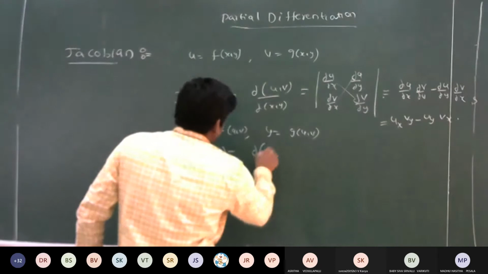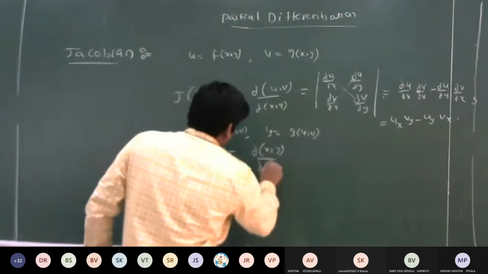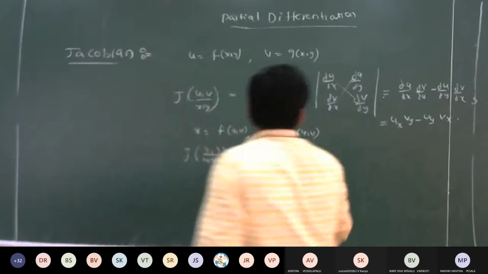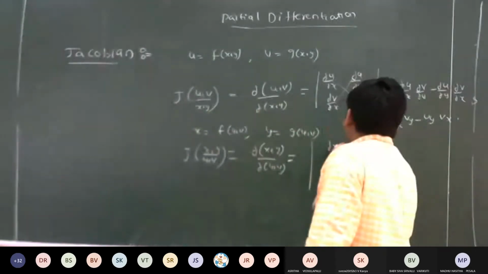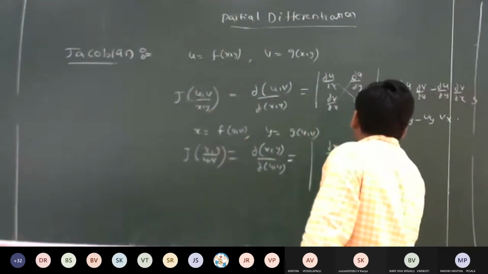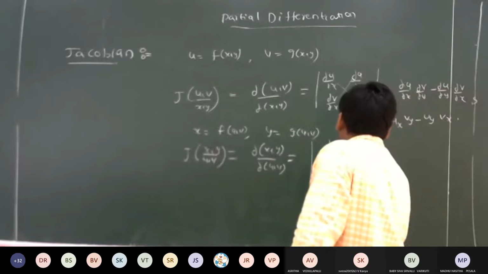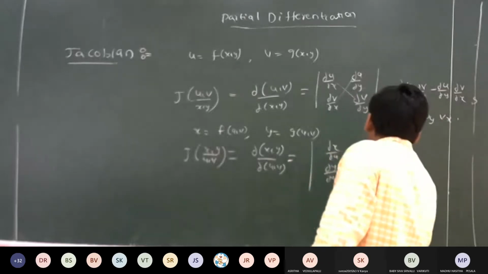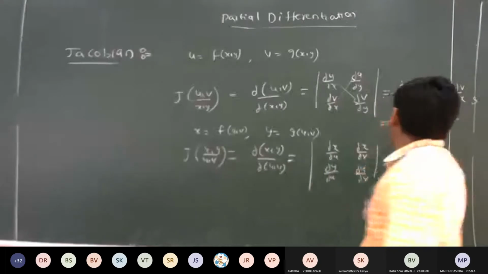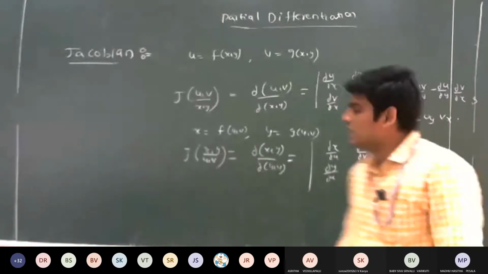It is written as dou of x comma y by dou of u comma v. It is defined by the same formula: dou x by dou u, dou x by dou v, next dou y by dou u, dou y by dou v. Likewise, we can expand this. This is the Jacobian.